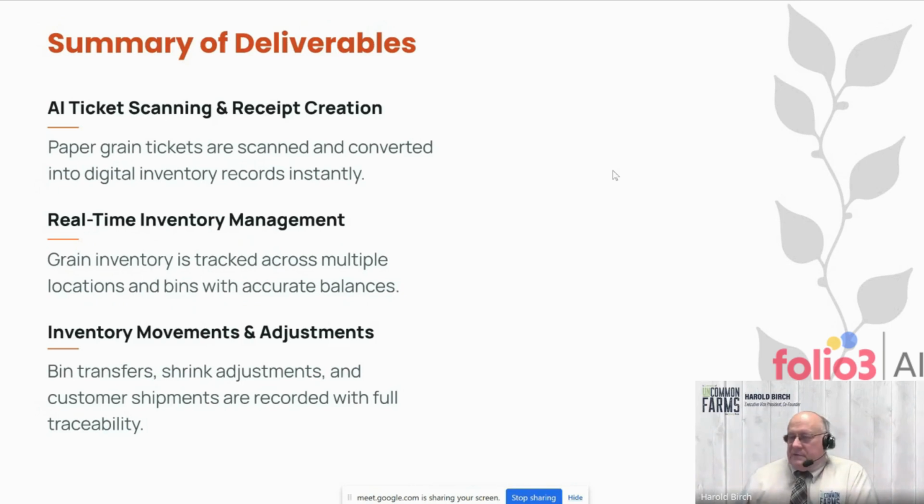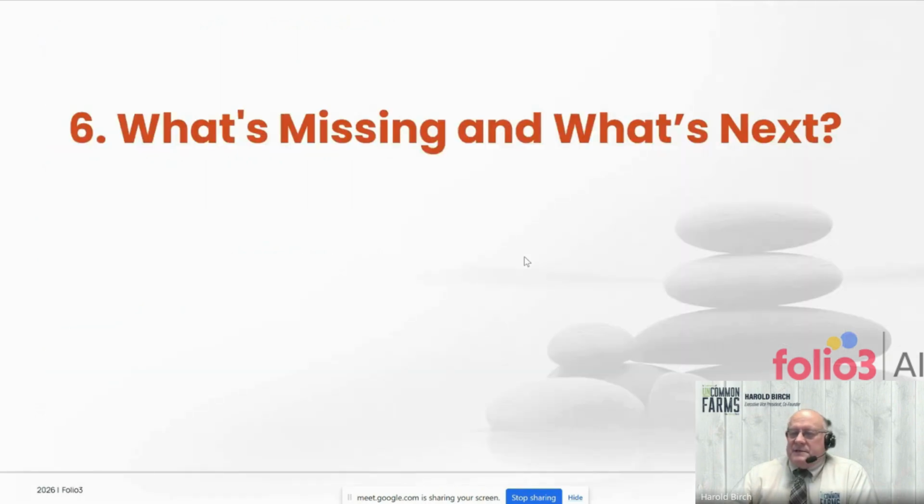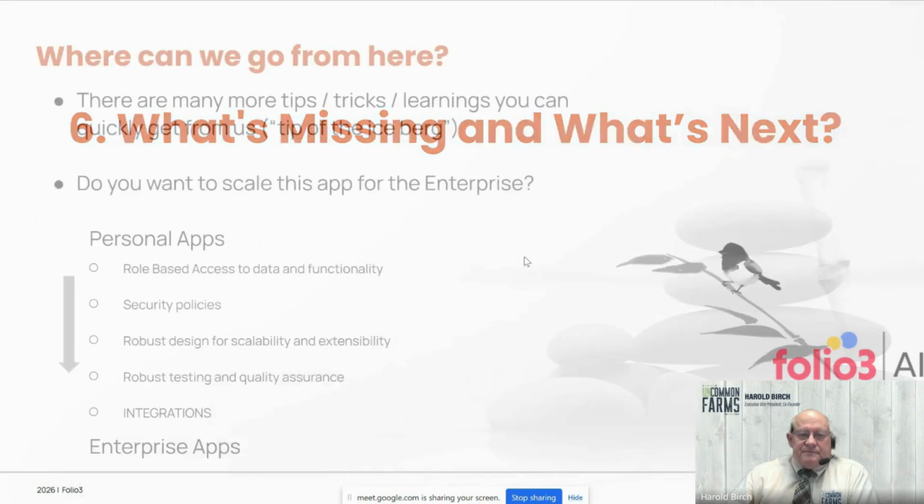We can do real-time inventory management. We can see what we have on hand at any point in time. We can make adjustments, movements in that. We can bring that inventory in. We can move it around. We can take it out. We can have multiple locations. We can bring it in from multiple fields. We have full traceability, all in a very short window of time. So what's missing and what's next, Danish?